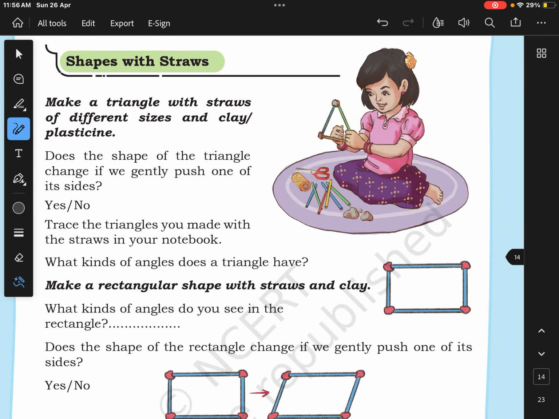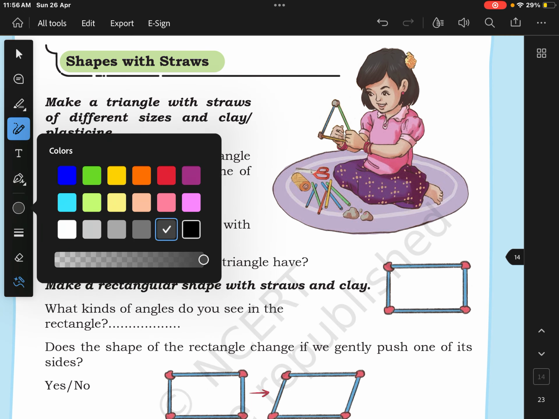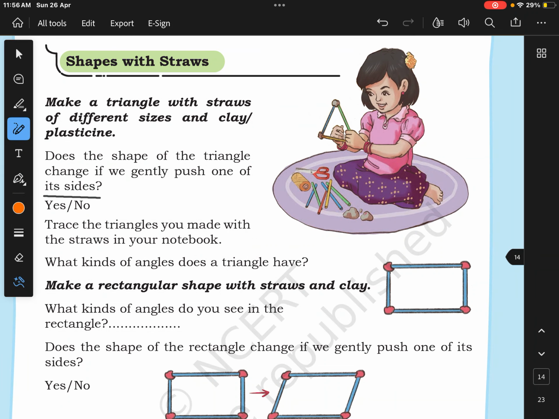Okay. Make a triangle with straws of different sizes and clay or plasticine. Okay. Now, does the shape of the triangle change if we gently push one of the sides? Answer will be yes, if we push one of the sides.